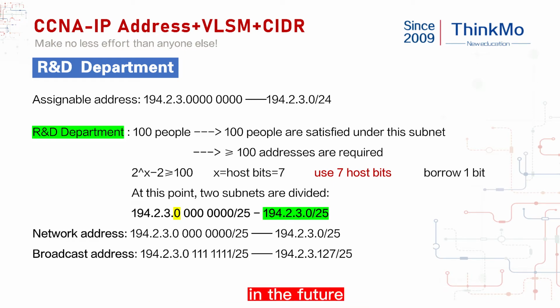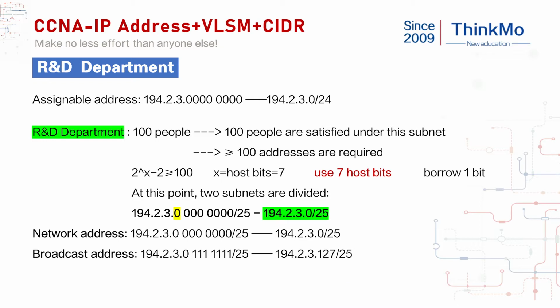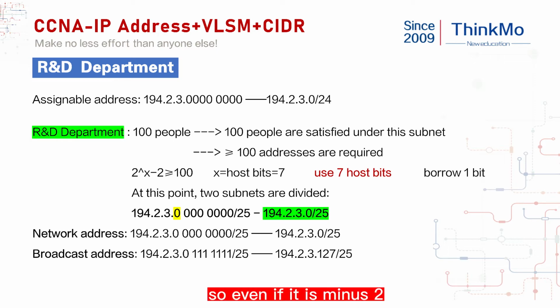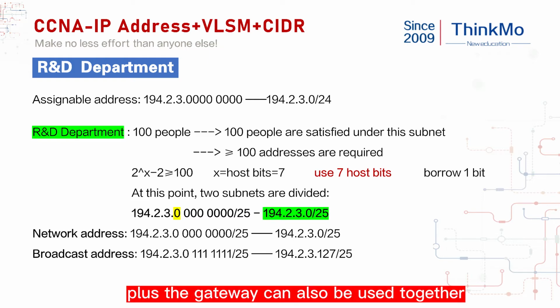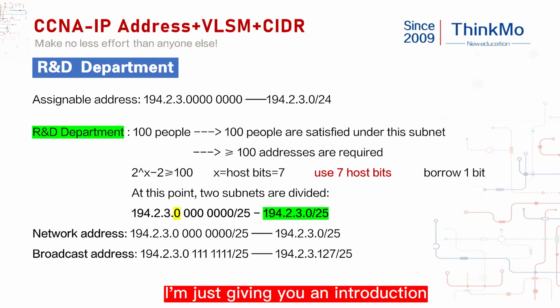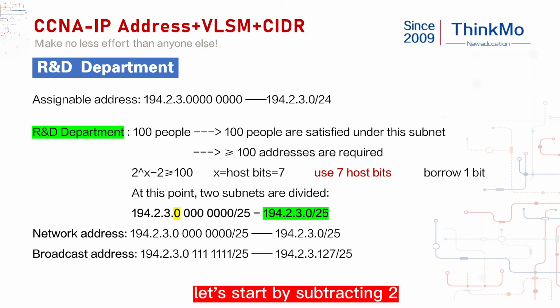In the future, once we are going to access the extranet, or access across network segments, we must have a gateway address. As for the gateway, we haven't talked about it yet. So even if it is minus 2, even if you subtract 3 here, the gateway can also be used together. I'm just giving you an introduction. Okay. Let's start by subtracting 2.